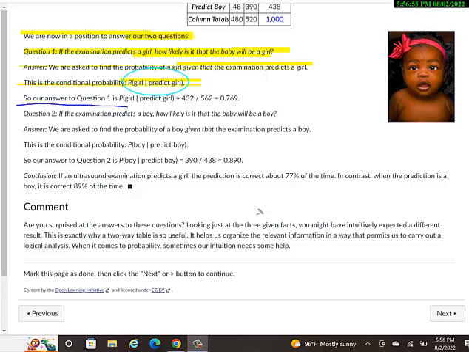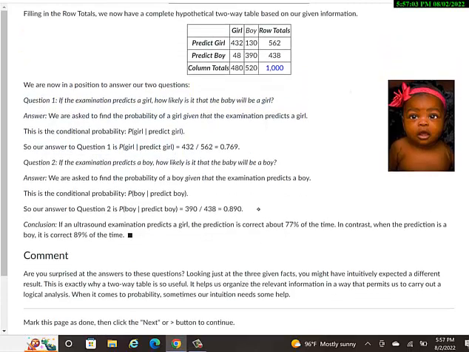So our answer to question 1 is the probability it's a girl given that it's predicted to be a girl. So we'd find that probability, let's see, we're looking back at the table. Given that it's predicted to be a girl, that means we're only going to consider those. We're only looking at the numbers in this row, because this is what was given.